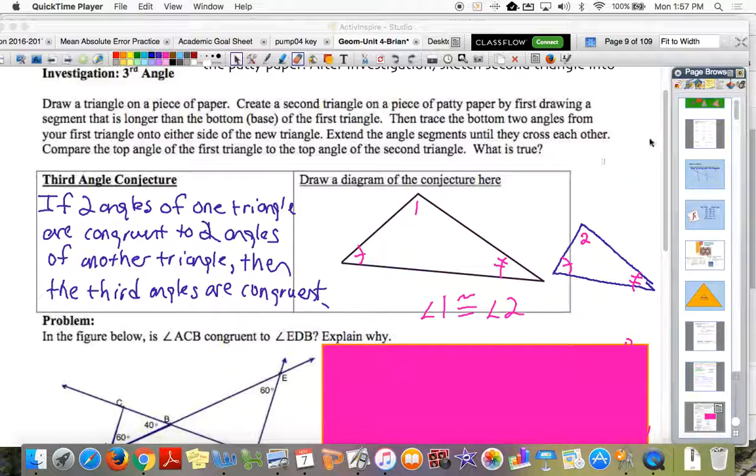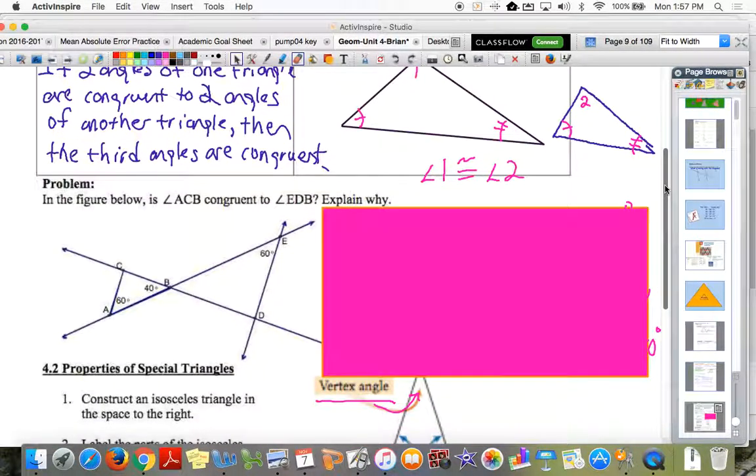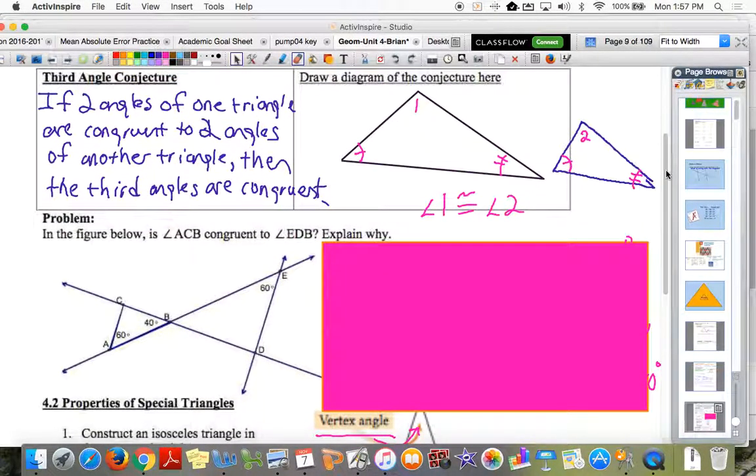All right, so let's apply some of this to the diagram down below here. So we know some things in this diagram. We know we have a 60-degree angle and a 40-degree angle and a 60-degree angle over here. And the question is, is angle ACB, so that's this angle right here, is this angle right here congruent to angle EDB? So that would be this angle right here.